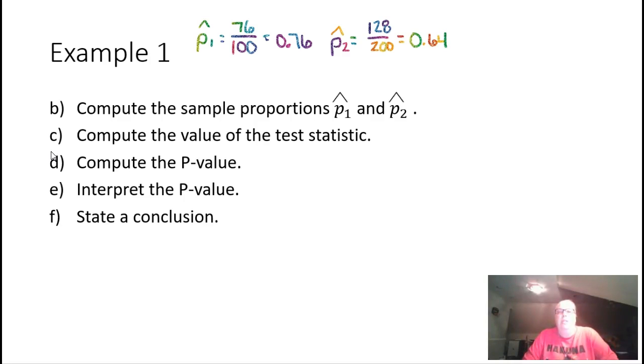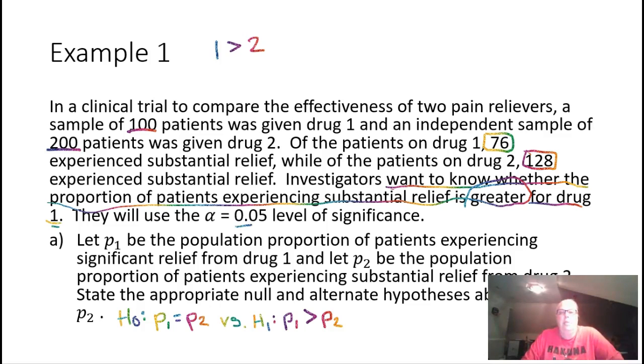So just by comparing these two proportions, it looks like the people on drug 1 did actually have more substantial relief than the people on drug 2, but we can't go by this because this is just two samples. So we actually need to run the hypothesis test here. We want to know if the fact that this is more than this is a freak accident. Is it unusual? Our threshold for unusual in this case is going to be 0.05. So let's see what we have.